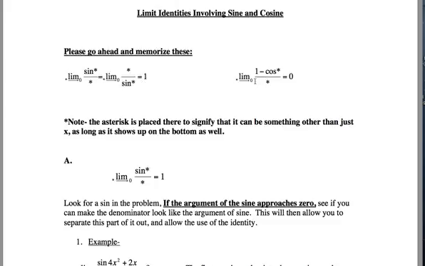Now the cosine identity is a little different. The limit as it approaches 0 of 1 minus cosine of something over that same something equals 0. So let's see it in action.